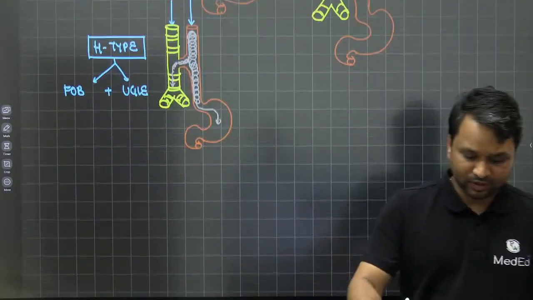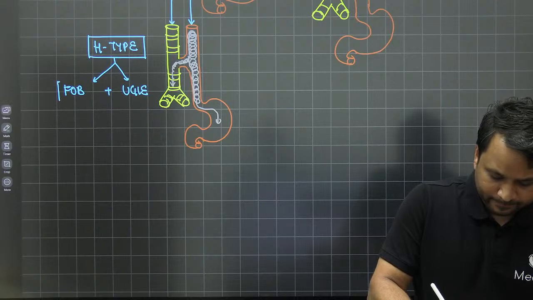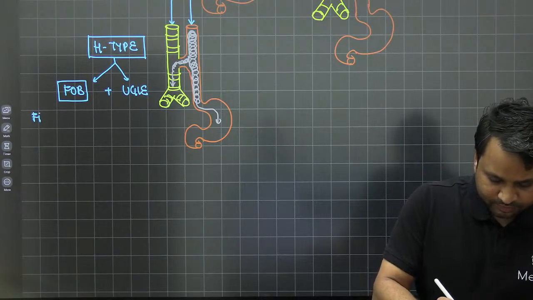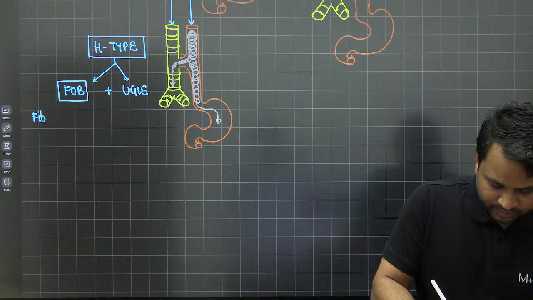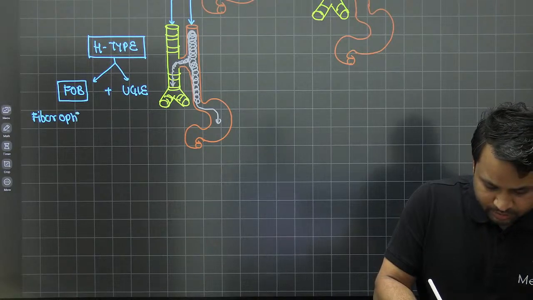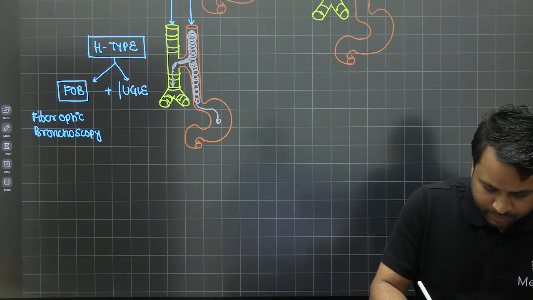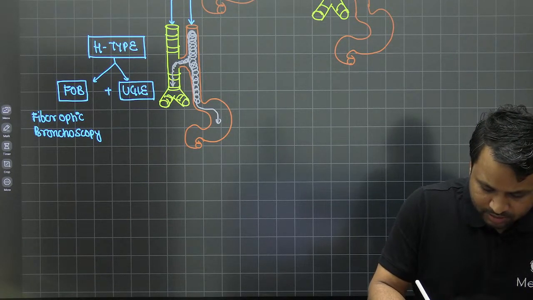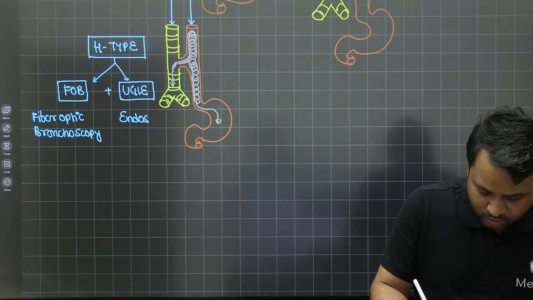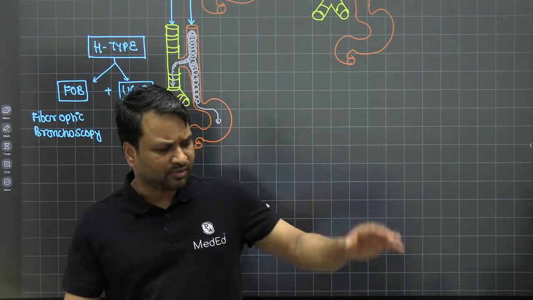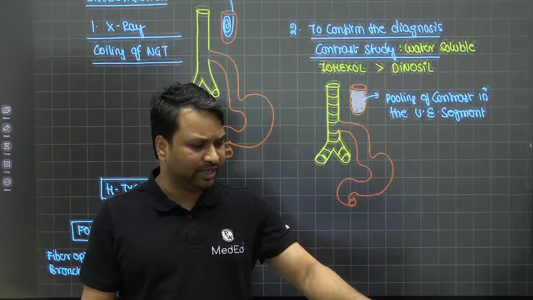FOB stands for fiber optic bronchoscopy. It's flexible. We have the fiber optic bronchoscopy with upper GI endoscopy, and this is now going to tell us what problem you're dealing with, right?